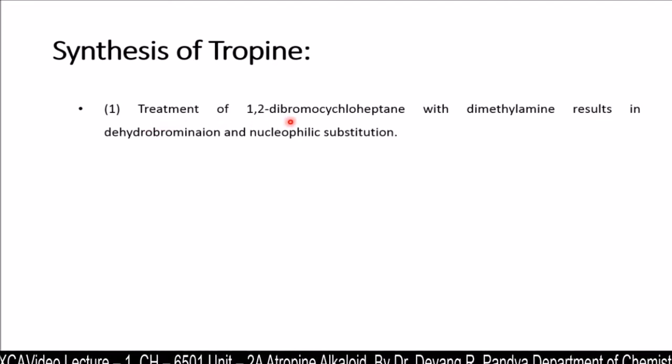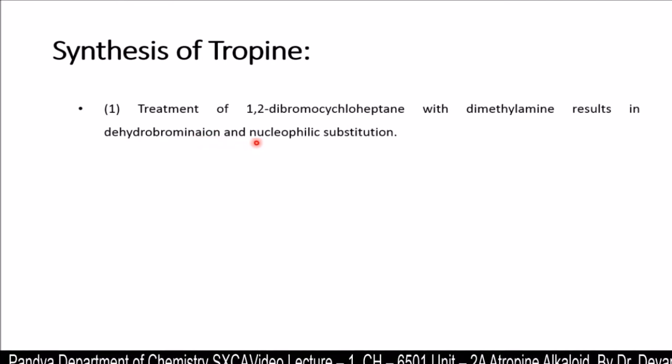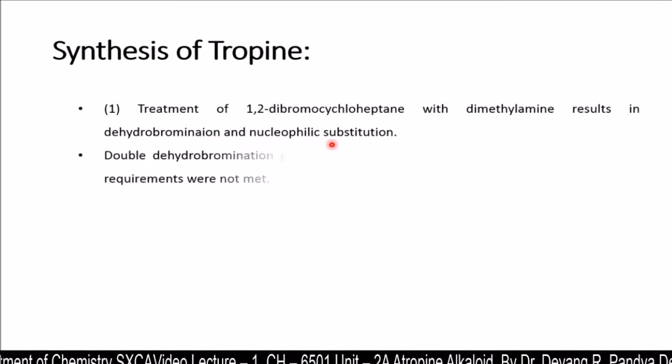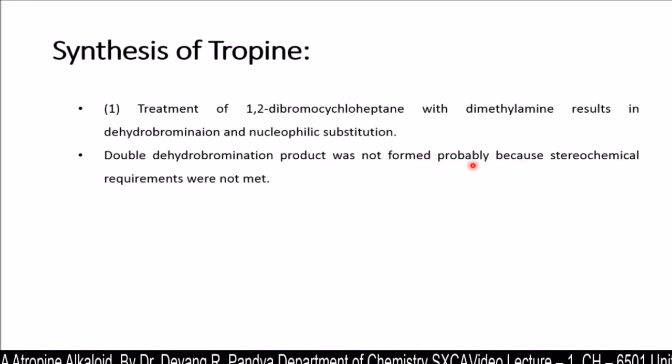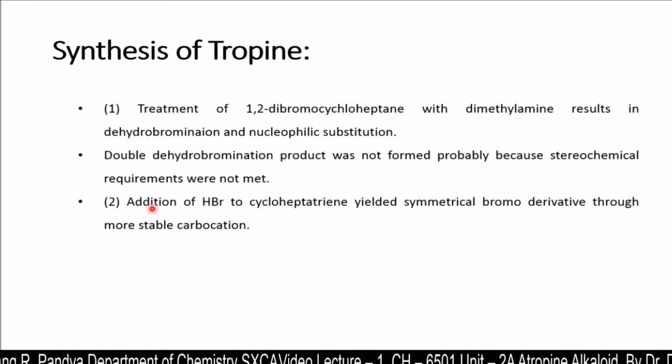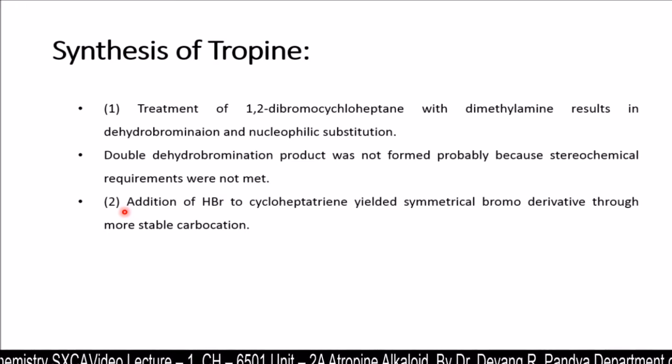Now, treatment of 1-dibromocycloheptane with dimethylamine results in dihydrobromination and nucleophilic substitution. The double dihydrobromination product was not formed, probably because stereochemical requirements were not met there. That is the synthesis of tropine given by Willstätter.